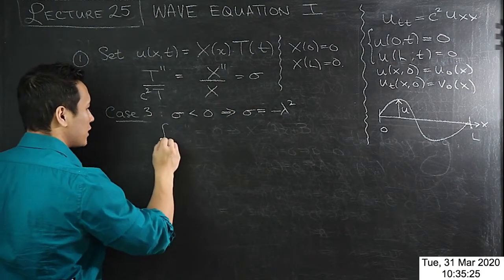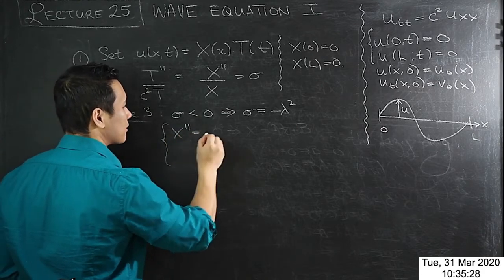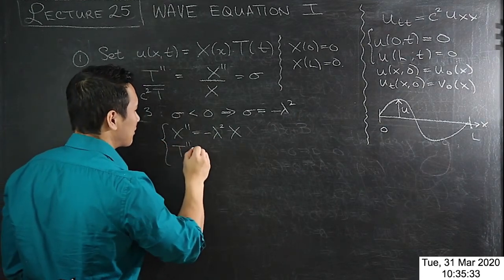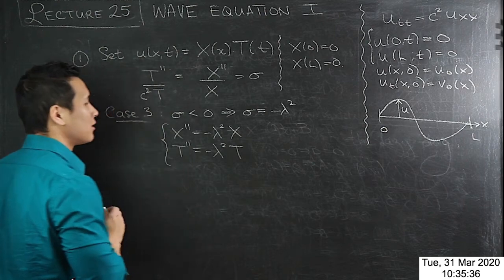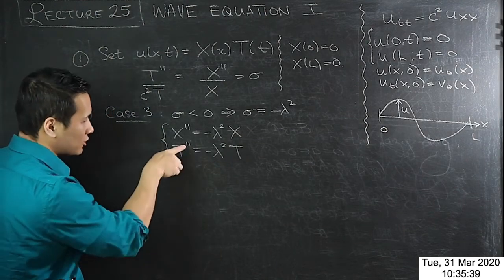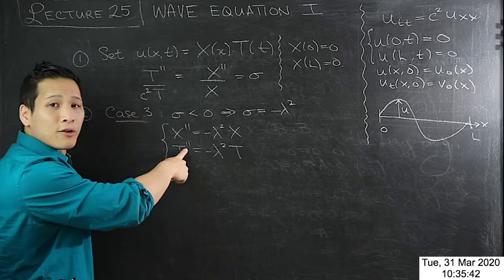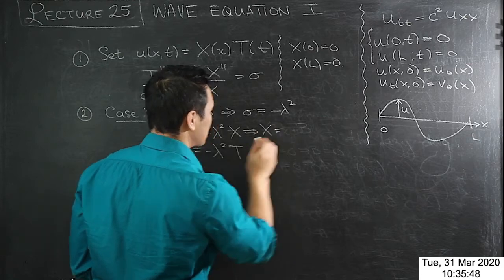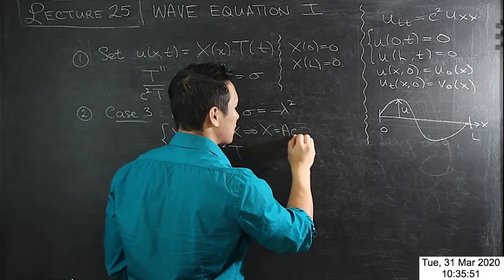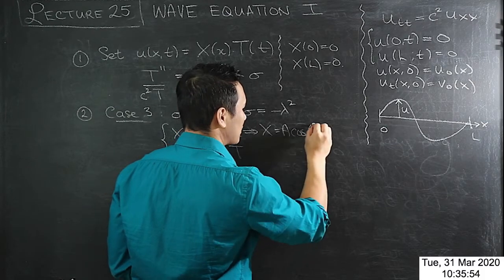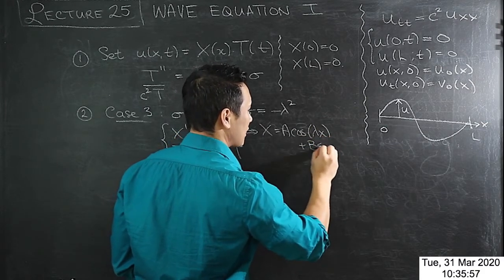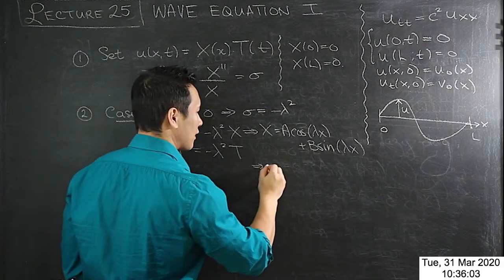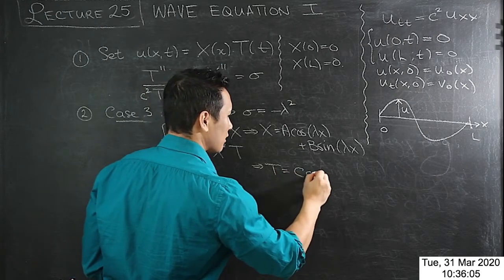So the set of two equations are x double prime equal to minus lambda squared times x, the same equation as the heat equation, and t double prime is equal to minus lambda squared times t. Now this is different from the heat equation, right? For the heat equation, we have one derivative in time. Now we've got two derivatives in time, okay? But it's the same thing. So now I have oscillatory solutions. I have A times cosine of lambda times X plus B times the sine of lambda times X. And then here, T is equal to C times cosine.